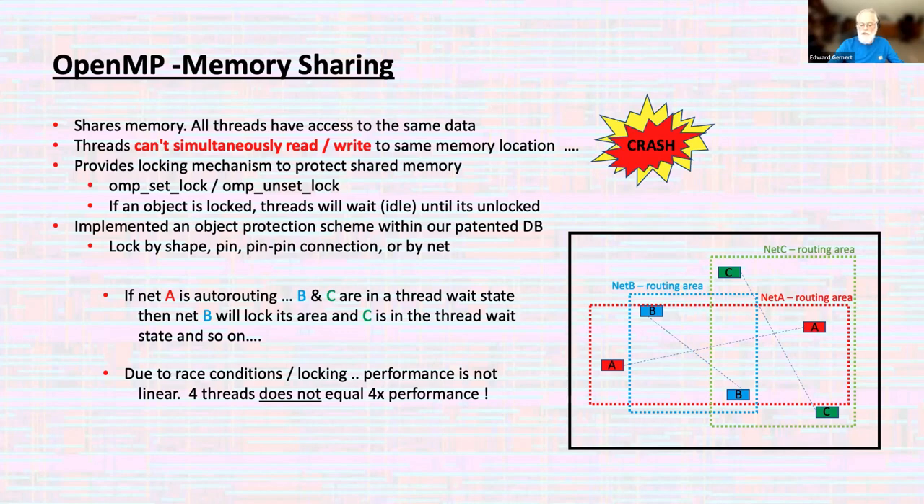So due to race conditions and locking, performance is not linear. 4 threads does not equal 4x performance. Autorouters are very unique in that they create data. They're not checking data. So it's very hard to parallelize a router. Here's an example of 2 million connections. And you can kind of get an understanding of the complexity for threading something like this, because everything's crossing at the same time. And that's our head right there exploding.